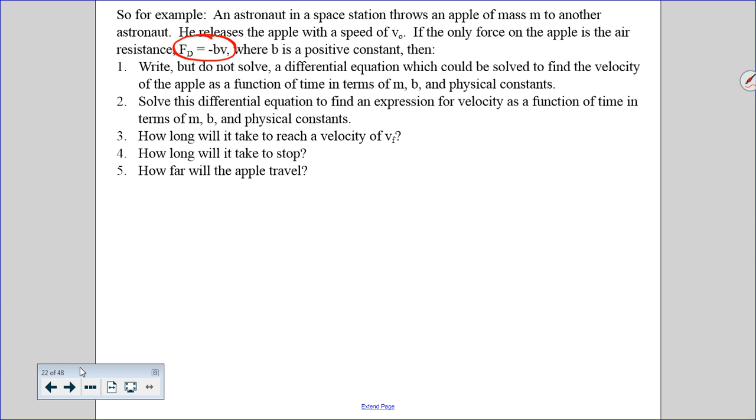a differential equation. Some of you don't know what that is. Hang tight for a minute, and you'll be okay. Write a differential equation which could be solved to find the velocity of the apple as a function of time in terms of m, the mass of the apple, b, this positive constant, and physical constants. What do I mean by physical constants? It's not going to matter in this problem, but in general, gravity, g.